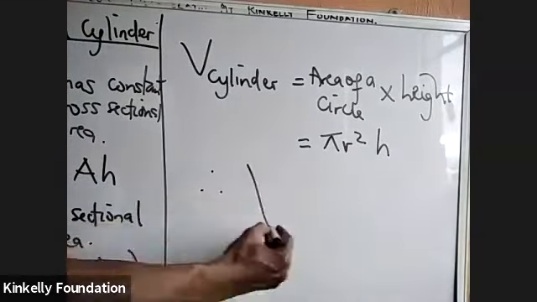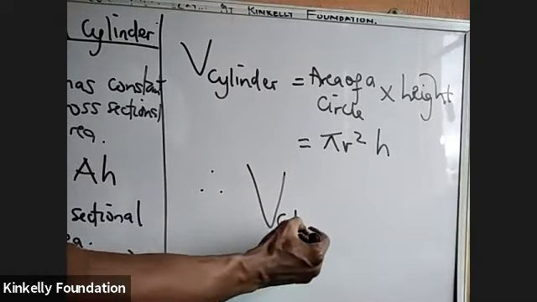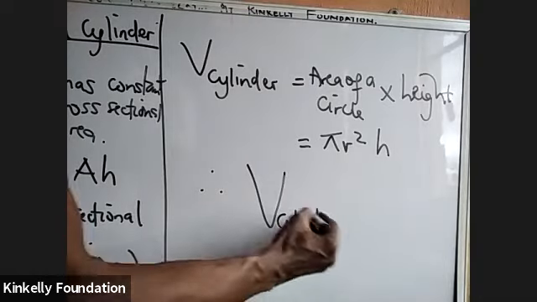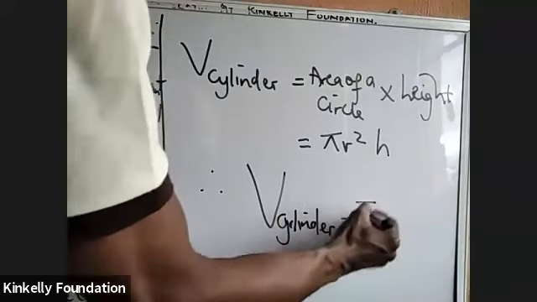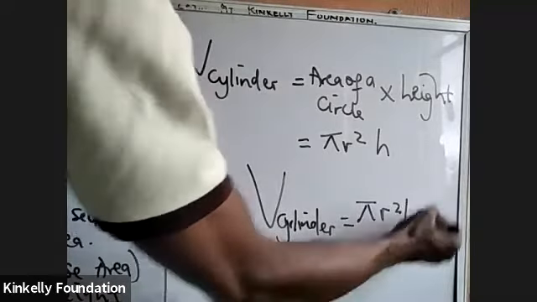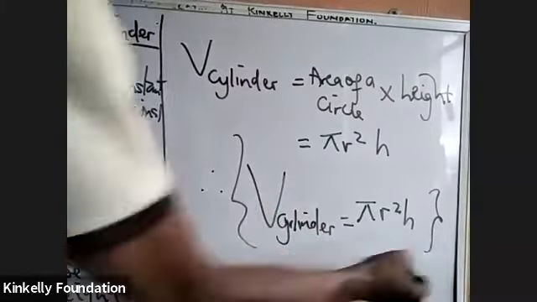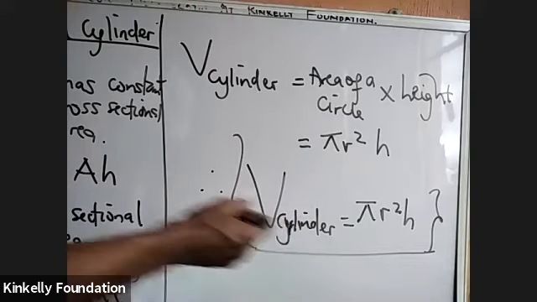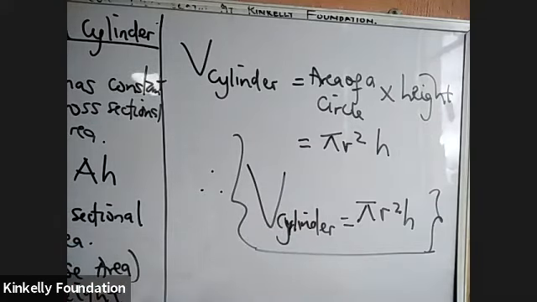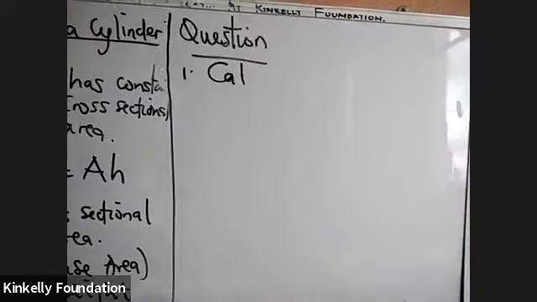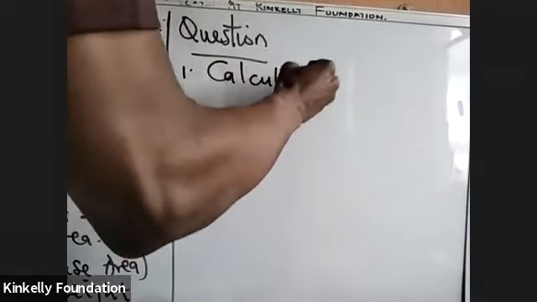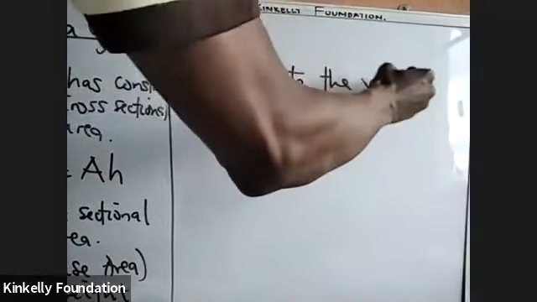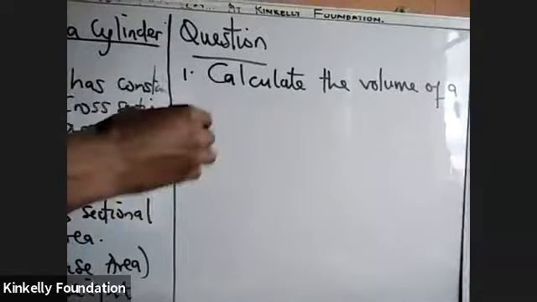Therefore, we now say that the volume of the cylinder is equal to pi r squared h. Volume of a cylinder is equal to pi r squared h. Calculate the volume of the cylinder.